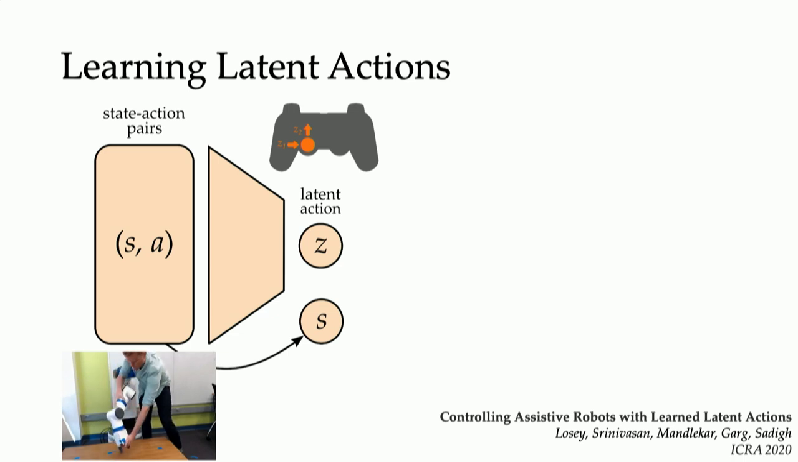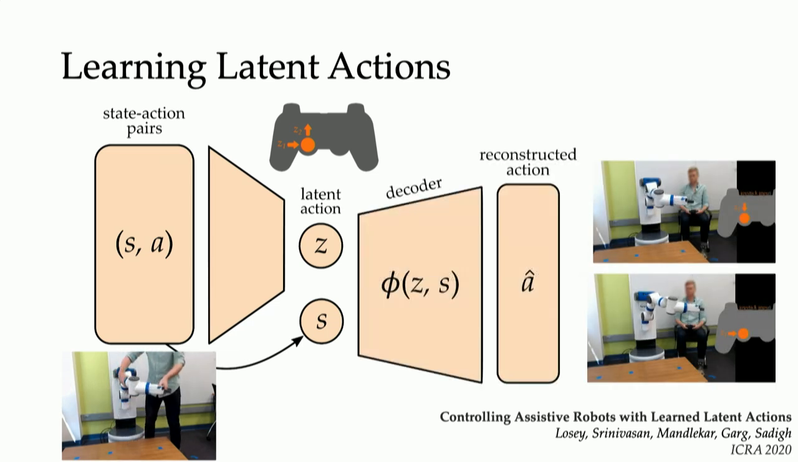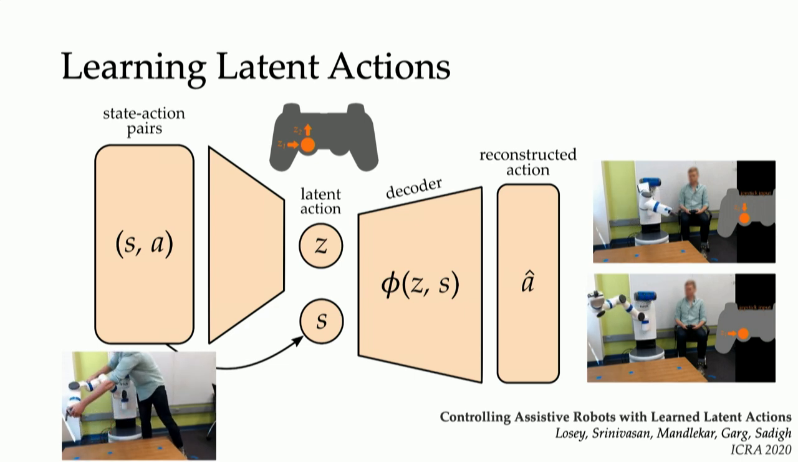So instead of controlling XYZ and yaw pitch, what I would like to do is have a joystick that goes up and down and left and right. Those are the only 2 degrees of freedom that I would have. And the question is, can I learn such a thing that allows me to reproduce the same sort of states and actions? So we have a traditional conditional variational autoencoder here, where we are basically training an encoder-decoder architecture to predict the states and actions.